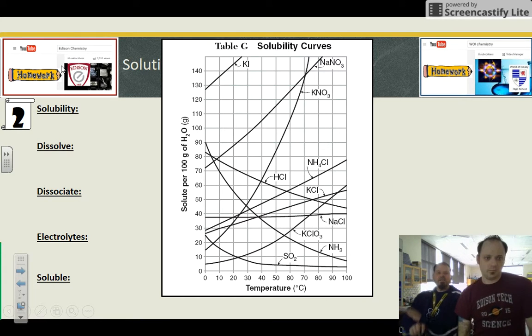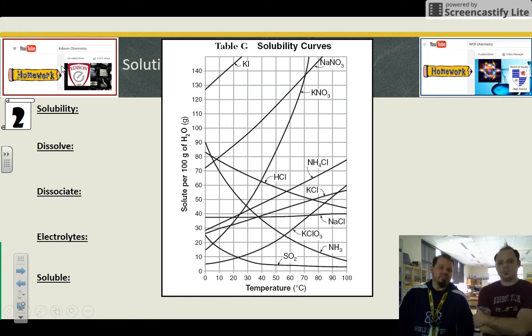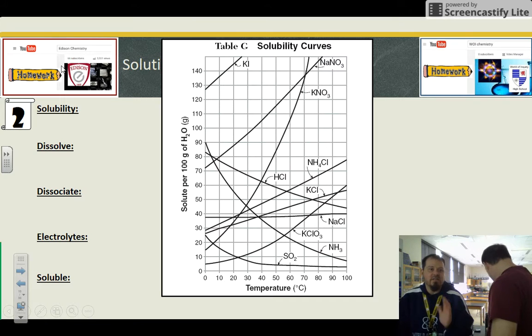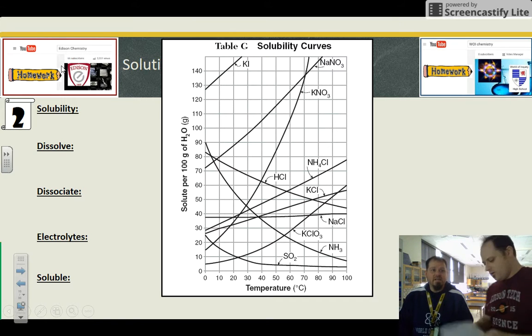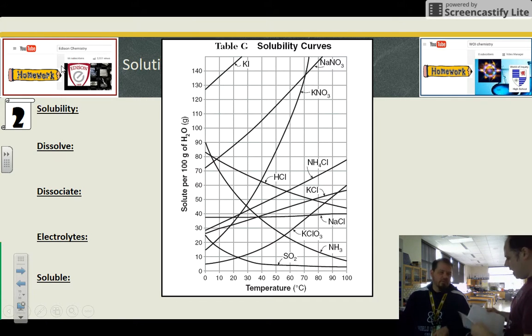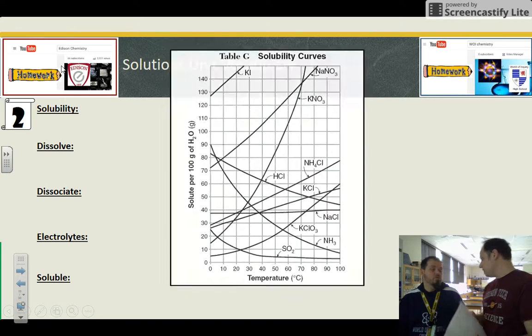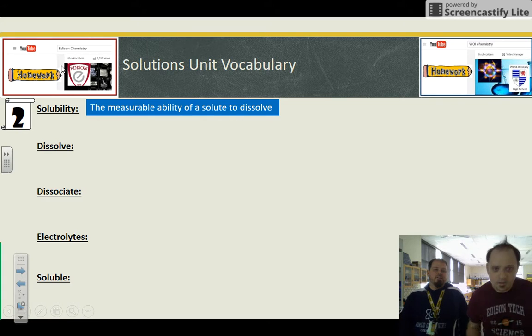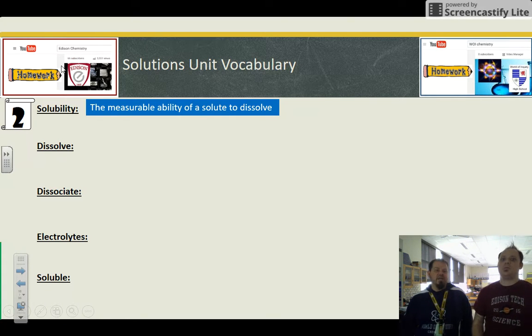Solubility. I use Table G here. This is right off your reference table, to talk about what solubility is, because this is how we actually measure it. It's in the packet, right near the front, which tells you it's that important. So solubility is literally the measurable ability of a solute to dissolve.